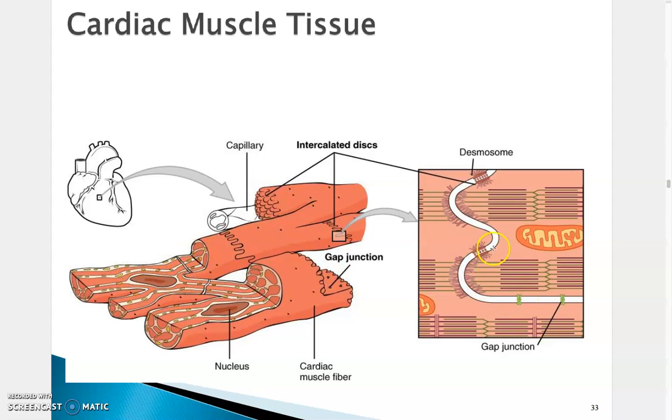Here's what they look like when there's a space in between the cells. They have these things called gap junctions, which are these green things. So when there's a calcium release in one of these cells, which causes the thin and thick filaments here to contract, the calcium will leak through these gap junctions into another cell, and it will basically cause a contraction. And the contraction will keep going throughout the cardiac muscle cells. And that's basically how cardiac muscle contracts.